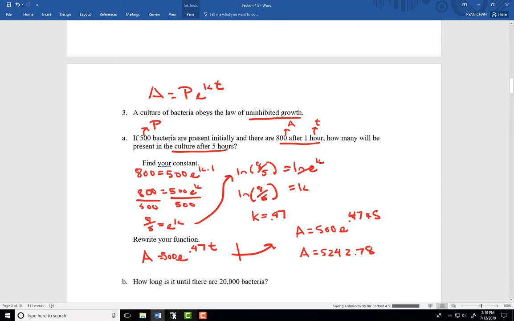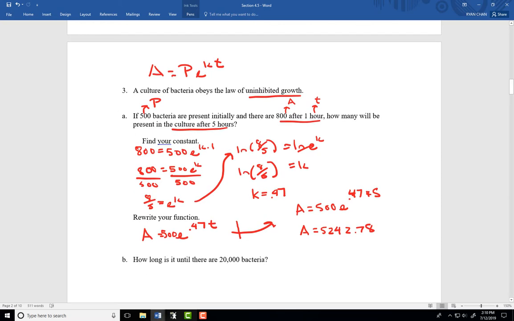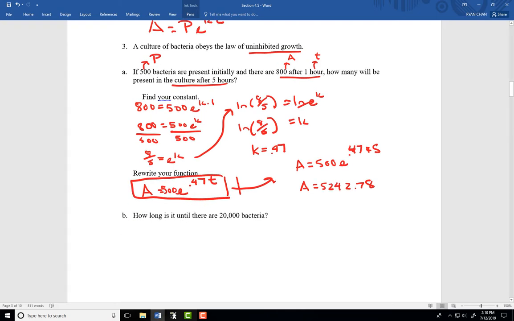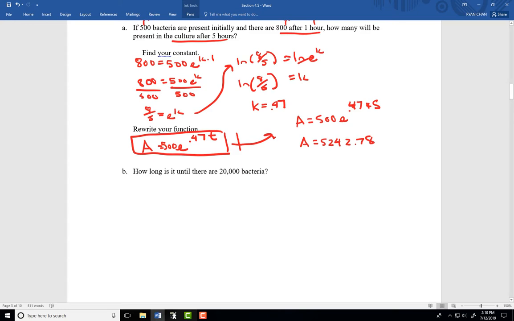Now this function is important, because sometimes they'll have additional questions and you'll need your function to help you out. So it says, how long until there are 20,000 bacteria? I'm going to set 20,000, because that's what I want to go up to, equal to 500 e to the 0.47t.